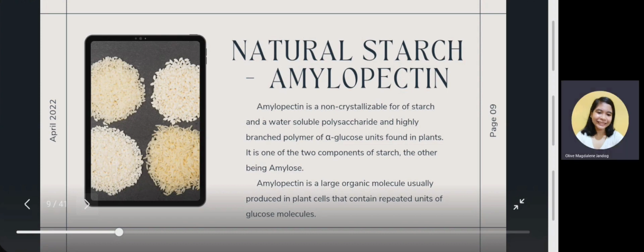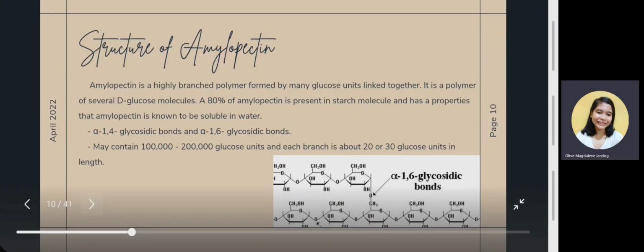Amylopectin is stored in plants as temporary granules that can be later broken down by enzymes to release the glucose as it is needed for energy production. Both plants and animals can break down amylopectin into glucose to use as a source of energy. Next is the structure of amylopectin.